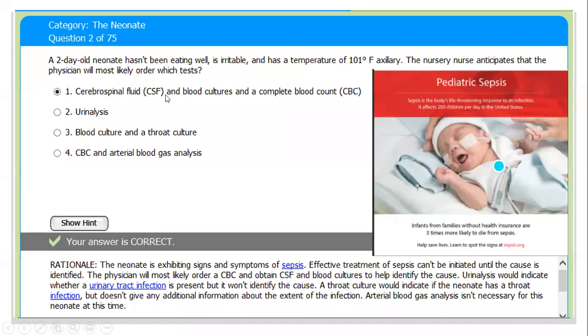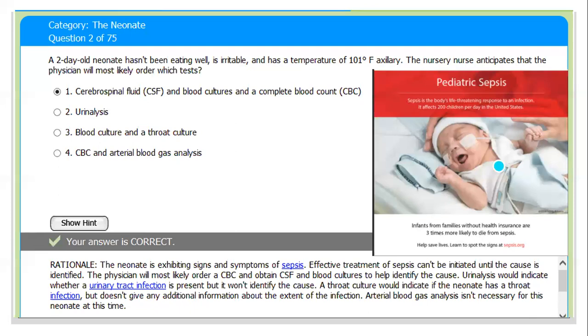Cerebrospinal fluid analysis, blood culture, and complete blood count. The rationale said the neonate is exhibiting signs and symptoms of sepsis. What are the signs and symptoms of sepsis? Body temperature goes up, or fever, irritability, and not eating well. It indicates pediatric sepsis. Every student must know pediatric sepsis symptoms, diagnosis, and treatment.